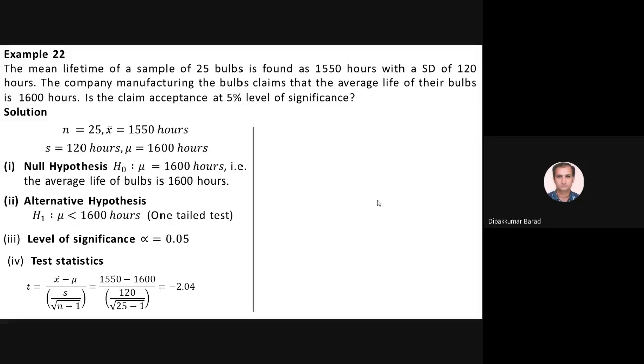So if we put this value, what do I get? t is minus 2.04. So mod t is 2.04. The critical value: v is equal to n minus 1, 25 minus 1, which is equal to 21. Now this value we want to find out in the table, t at 0.05.